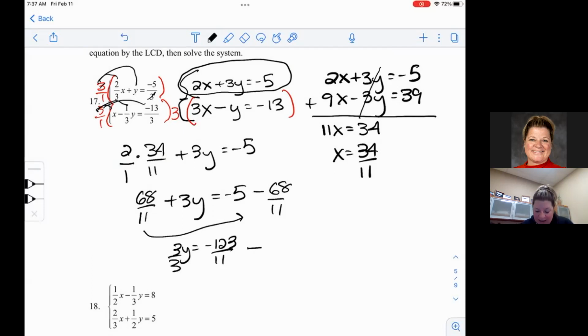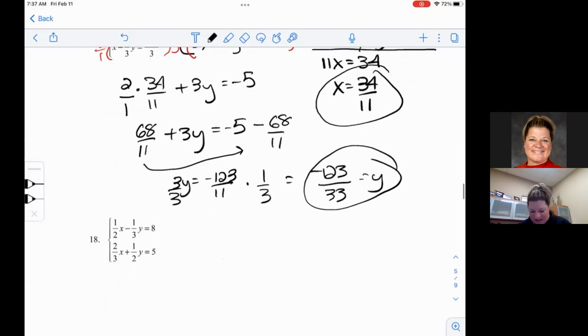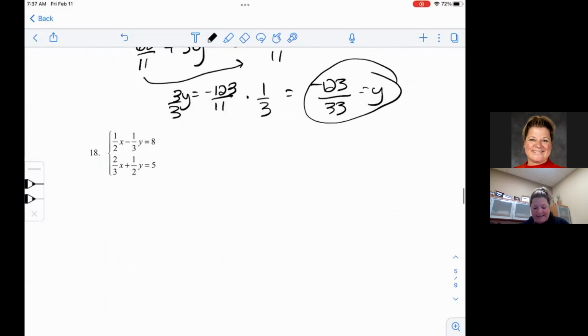When I divide by 3, that's the same as flipping and multiplying. So instead of writing it like this, I could write it as times 1/3, because that makes more sense to me. So we would have 123 over 33, and this is y. So x, y. Ew, fractions. Okay, 18 is the same idea, but I'm not going to do the whole thing.